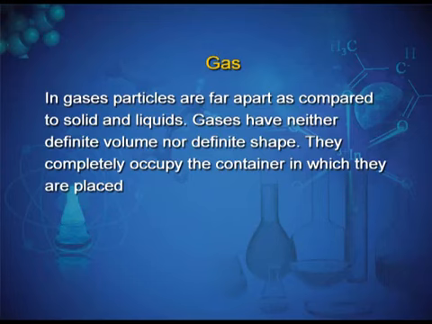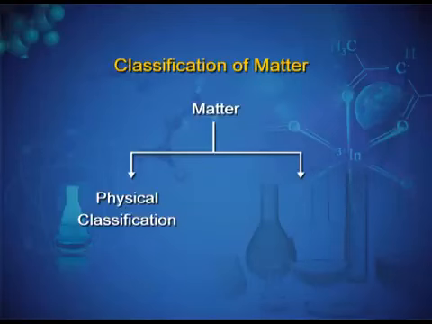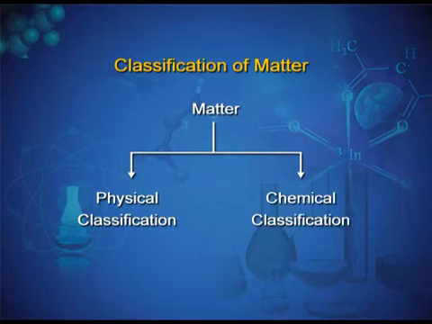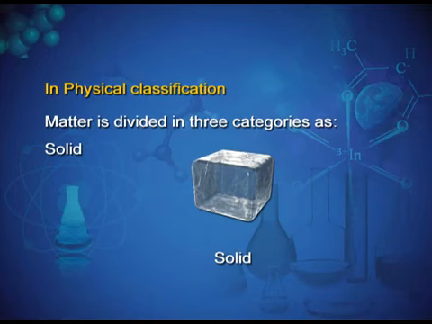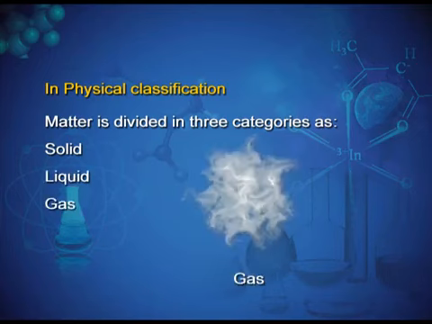Gases have neither definite volume nor definite shape. They completely occupy the container in which they are placed. Classification of matter. Matter can be classified in two categories. First is physical classification and second is chemical classification. In physical classification, matter is divided into three categories: solid, liquid and gas.